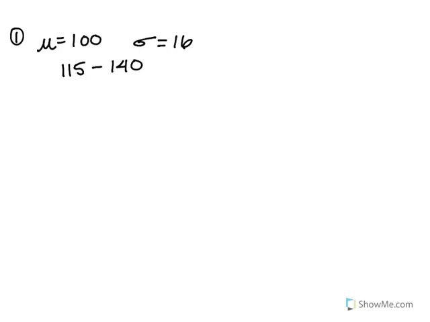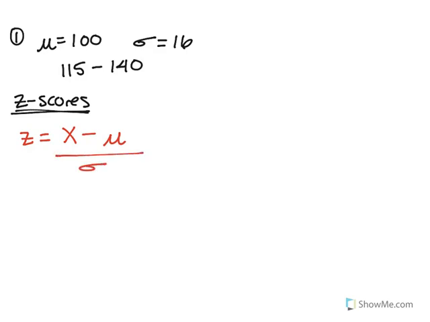I want you to find the percentage of people who have an IQ between 115 and 140. All right? So my very first step is I've got to convert 115 and 140 to z-scores so I can see it on the bell, so I can see where it is. So you're going to convert to z-scores. How are you going to do that? This is your formula. To find a z-score, you're going to say x minus the mean, that's what that mu stands for, the population mean, divided by the standard deviation.